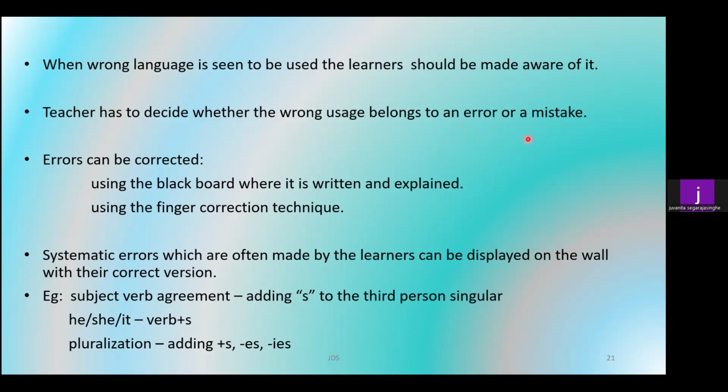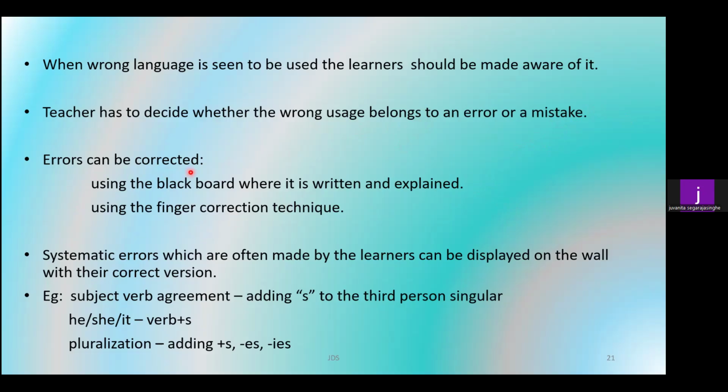If not, if the child uses that particular structure or makes that mistake only once in a way, then we assume that it is a mistake, right? So there can be several wrong usages. So it's up to the teacher to be very vigilant and observant in order to understand whether it's an error or a mistake.